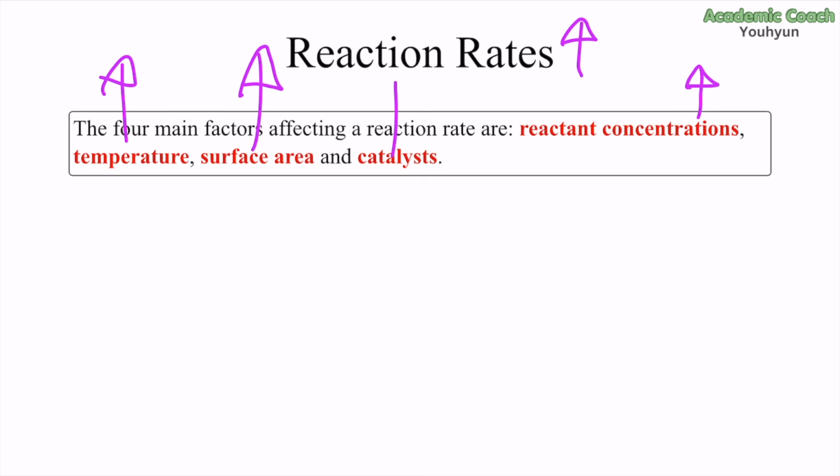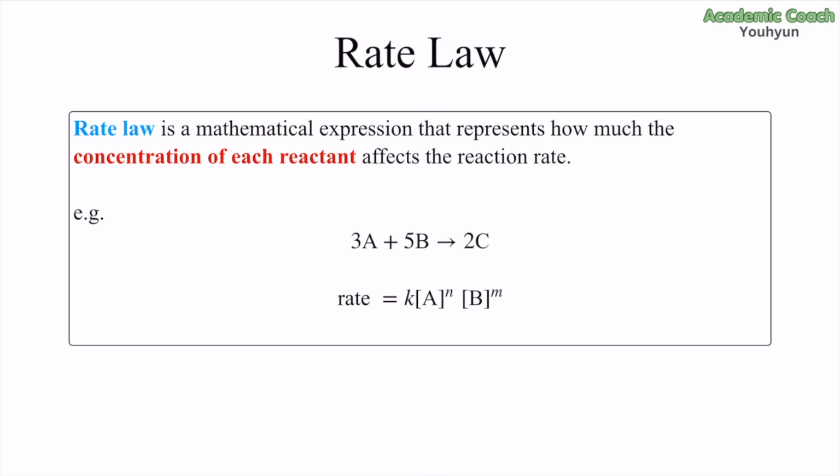The last is catalyst. The way a catalyst works for reaction rate is different from the other three factors. But again, when a catalyst is present, reaction rate increases by a lot, usually by 10 times or even by 100 times. Now let's look at the first main factor, reactant concentration.